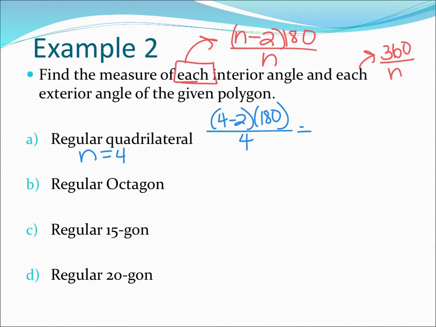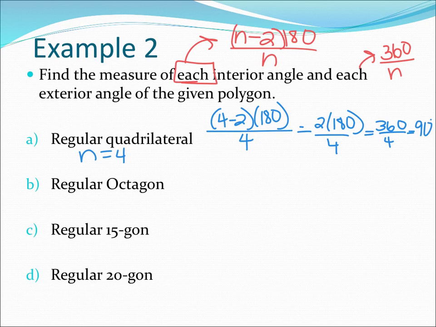So I can do this a couple of different ways. Multiply out your top, so it would be 2 times 180 divided by 4, which is 360 divided by 4, which is 90, which should make sense because what's a regular quadrilateral? A square would be a regular quadrilateral, right? 4 right angles.